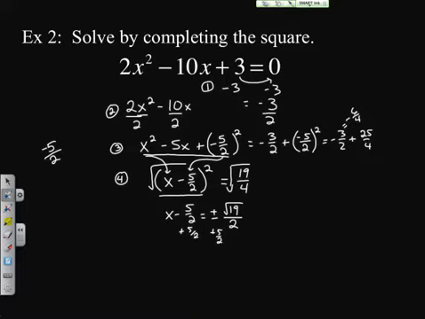And so that gives us our answer of x equals 5/2 plus or minus the square root of 19/2. And those are two solutions, 5/2 plus square root of 19/2 and 5/2 minus square root of 19/2.